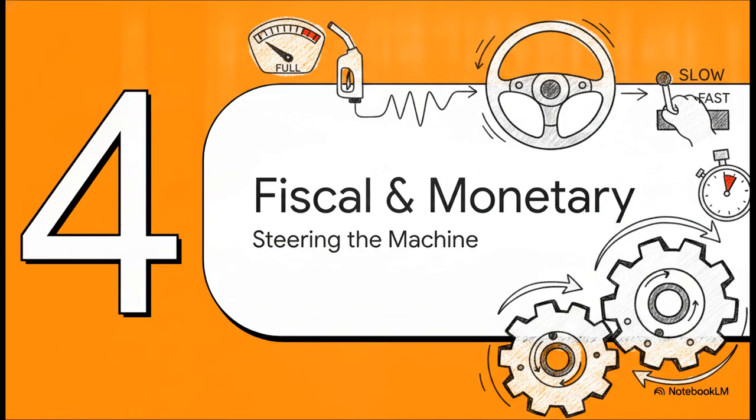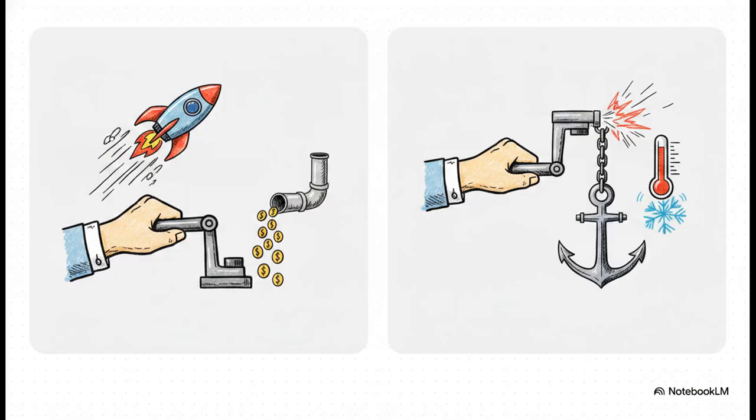Part 4. Fiscal and monetary policy. Steering the machine. Think of it this way. If the budget is the fuel, these policies are the steering controls. Authorities essentially have 2 main directions they can steer us in. Over on the left, we've got expansionary policy.